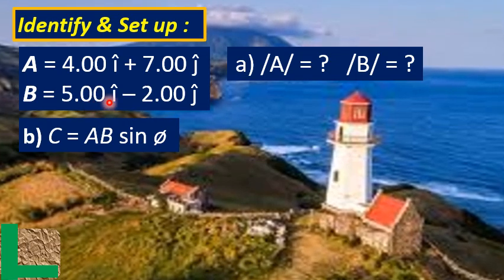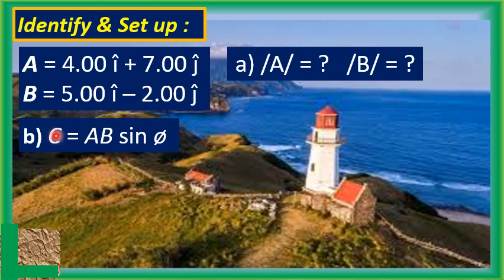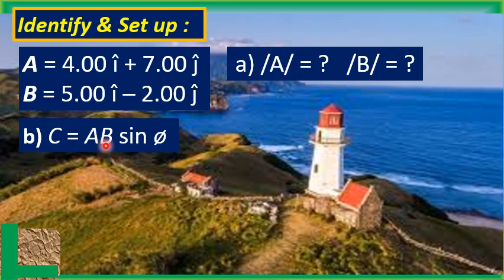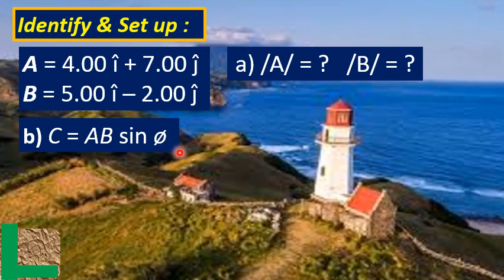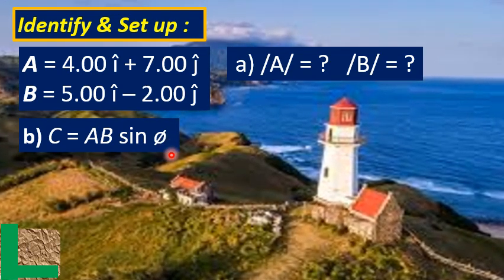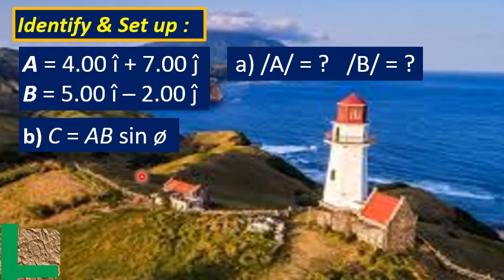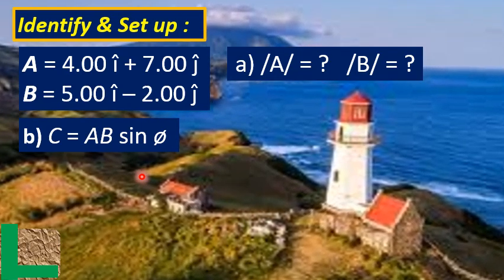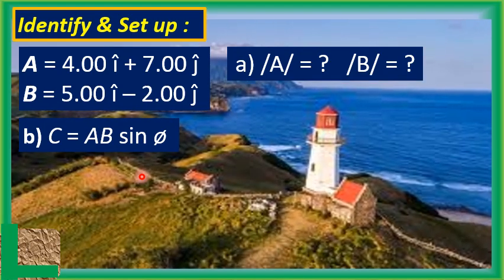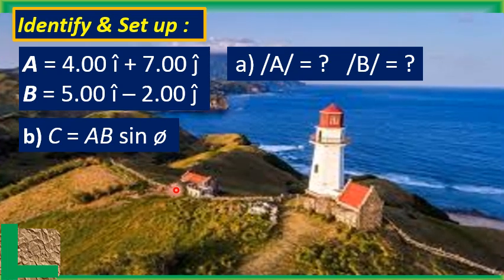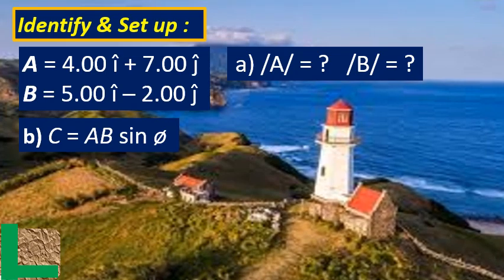And we will be computing the magnitude of vector C using the formula C equals AB sine of the angle phi, which means we will multiply the magnitude of vector A and the magnitude of vector B, and then multiply this by the sine of the angle phi. We define the angle phi as the angle between the two vectors when they are drawn tail to tail.